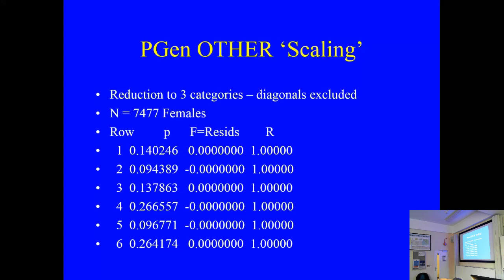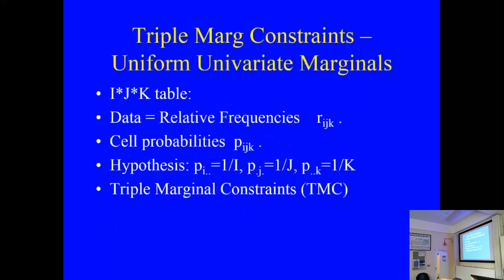This is a 3x3 table. When I initially looked at this data for the females, to simplify things, I reduced the categories to 3 just to make the problem smaller. I also excluded the diagonals because the diagonals are not affected by the hypothesis. The estimates of the diagonal entries do not change under the hypothesis from the unrestricted maximum likelihood estimators. That is a simplification that could have been used in the previous 4x4 tables.